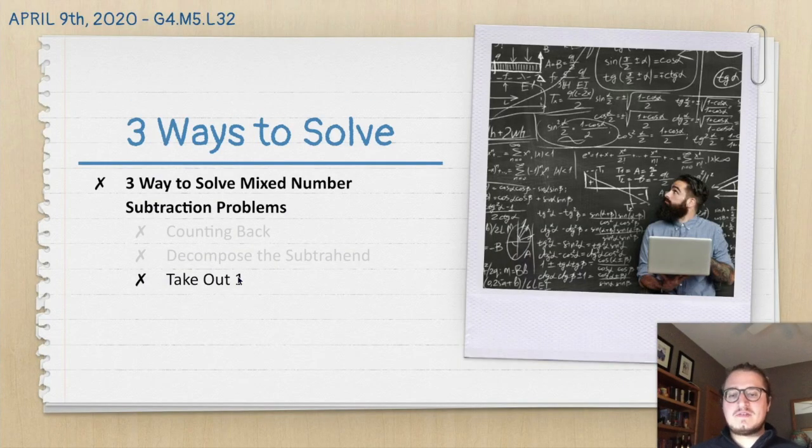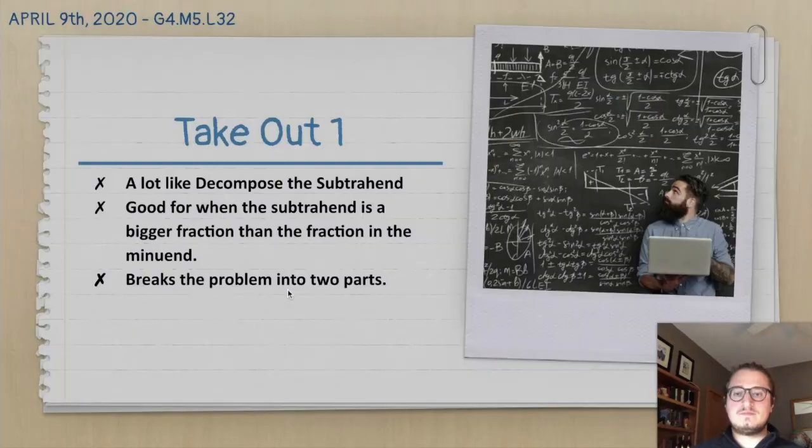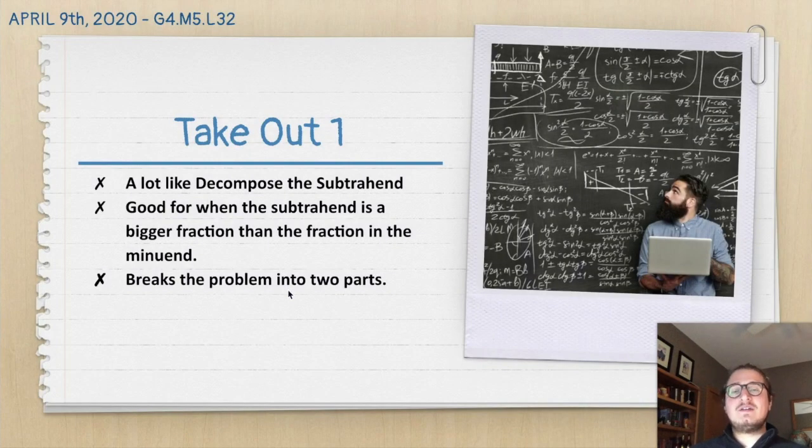Our last way of solving a mixed number subtraction problem is to take out a 1. When we take out the 1, it looks a lot like decomposing the subtrahend, and it's good for when the subtrahend is a bigger fraction than the fraction in the minuend. And we're going to break the problem into 2 parts, or break the fraction into 2 parts. And let's get some practice on that now.